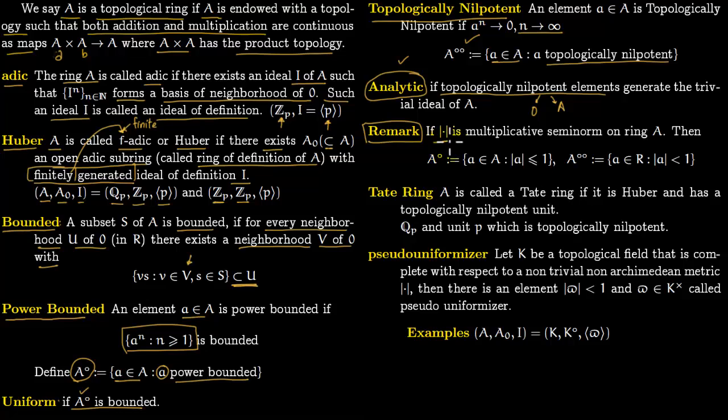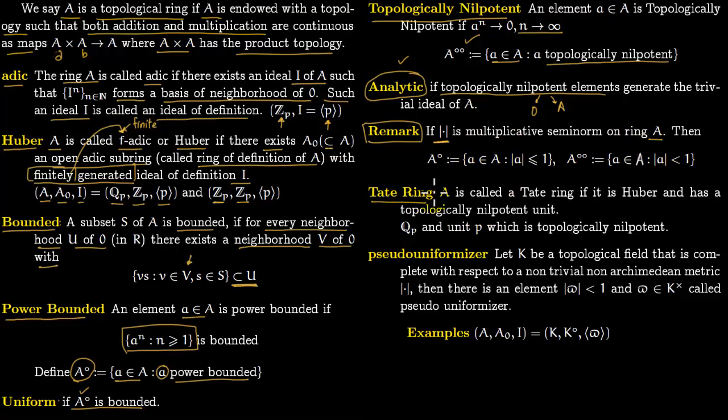So first you put a multiplicative seminorm on the ring A. If this is a multiplicative seminorm on the ring, then A circ is just all the elements of the ring whose seminorm is less than or equal to 1, and this double circ is all the elements of the ring whose seminorm is less than 1. So you have less than or equal to 1, and you have less than 1. You can think of this as the maximal ideal of this ring.